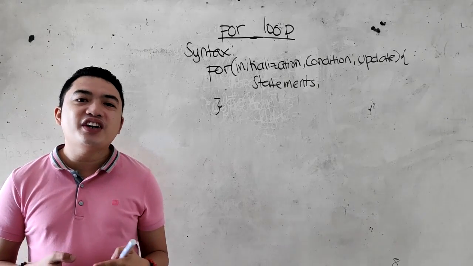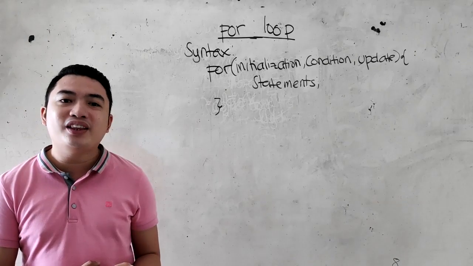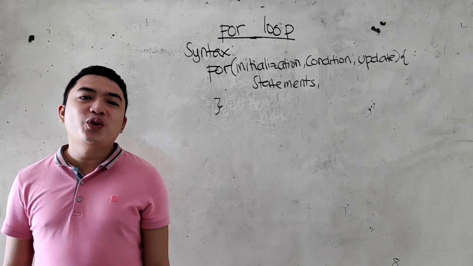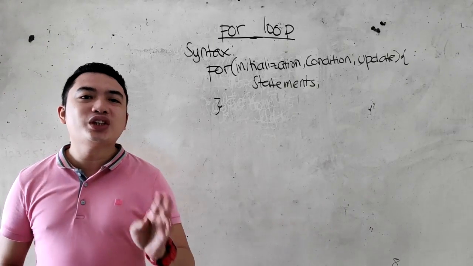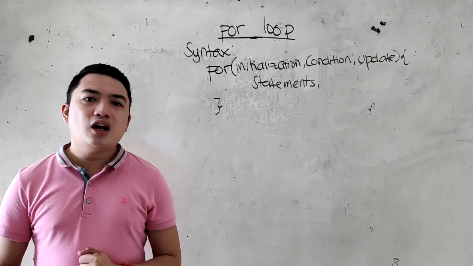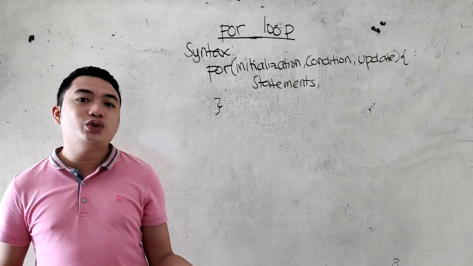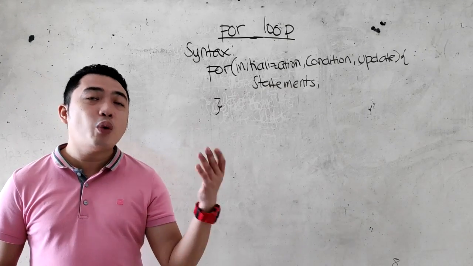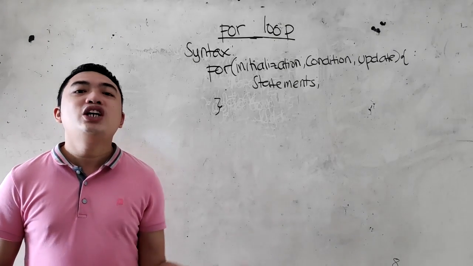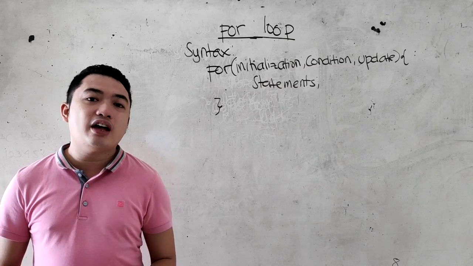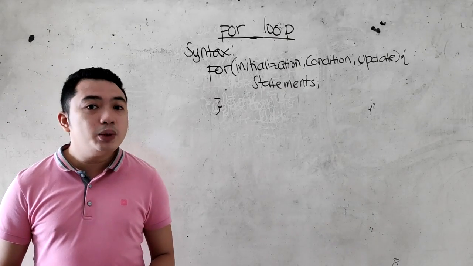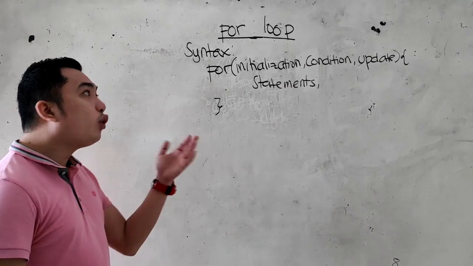We'll have a different discussion today about the for loop. We have discussed two types of looping structures in our previous videos, which are the while and do while loops. We'll be discussing right now another type of looping structure, which is the for loop.